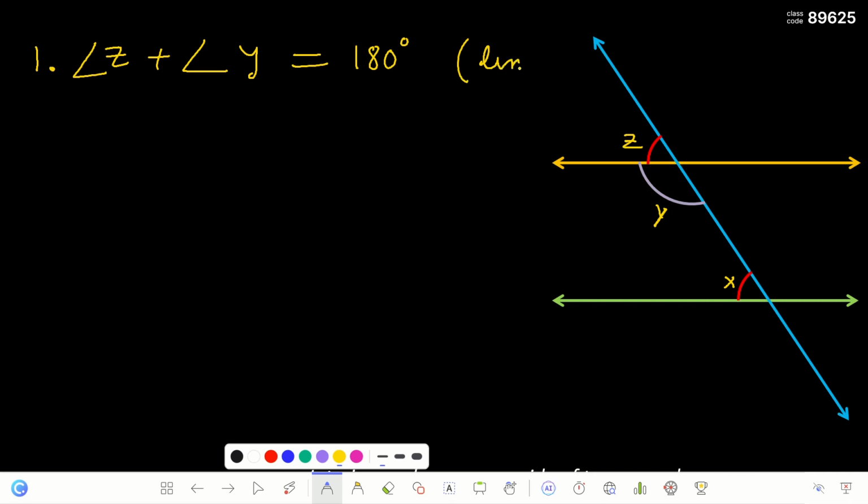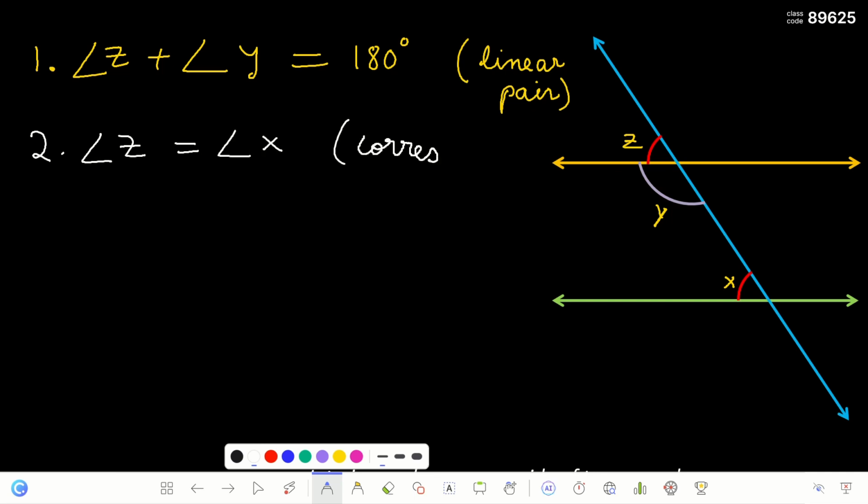Why? Because they form a linear pair, right? You can see that this is the linear pair that they form, on the straight, they form a straight angle, right? Apart from this, I can also see that angle Z and angle X are corresponding angles, right? This red angle and this red angle are corresponding angles. Therefore, I can write that angle Z is equal to angle X. Why? Because they are corresponding angles.